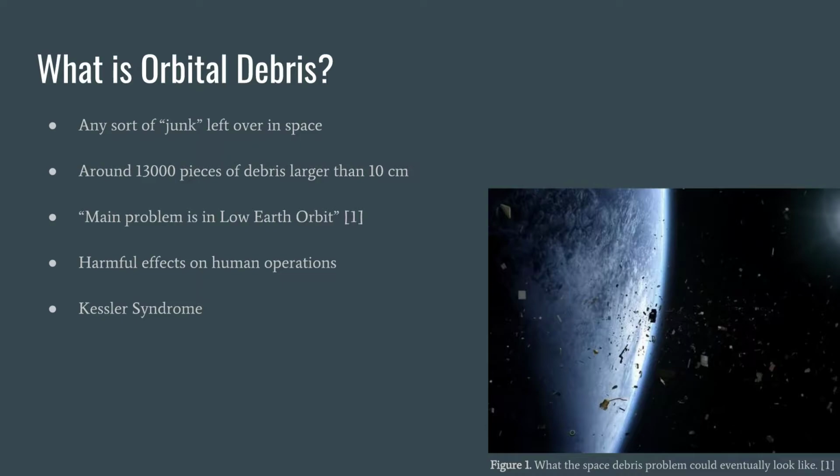Debris causes harmful effects with human operations. Say an astronaut working on the ISS is struck by a piece of debris. They could either be harmed or killed. The worst effect is demonstrated in Figure 1, called the Kessler syndrome. It's when, say, two satellites crash into each other, creating a cloud of debris. That debris crashes into more satellites, creating more debris, and so on, causing a cascading event.